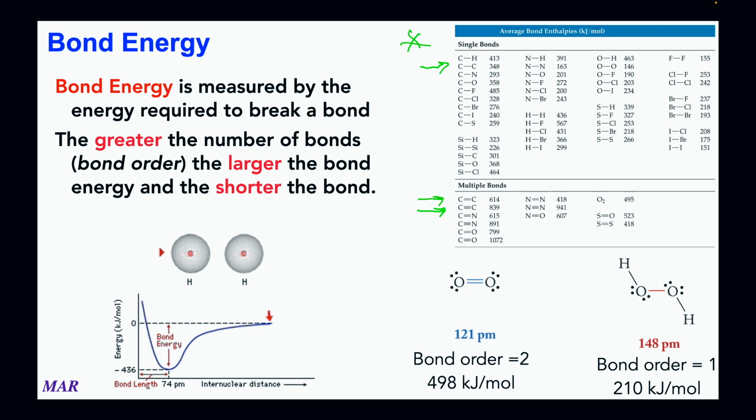On the other hand, bond order goes up, bond length goes down. So in the lower right-hand corner, we have an oxygen-oxygen double bond and an oxygen-oxygen single bond in hydrogen peroxide. So notice that the bond order 2 has more energy to break than the bond order 1. However, the bond order 2 is a smaller bond. The bond order 1 is a bigger bond, 148 versus 121. So again, bond order goes up, bond energy goes up, but bond length goes down.